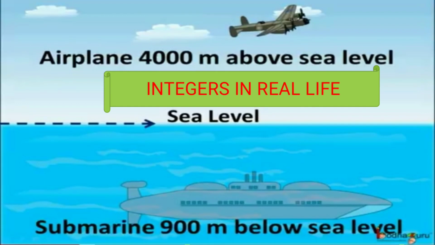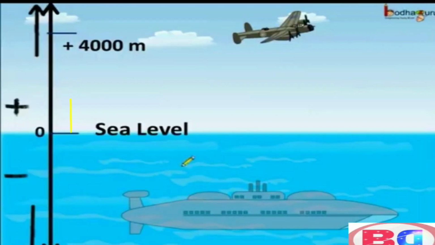When we need to measure the distance between the height of an aeroplane flying and the sea level, we proceed toward the upside, so we need to take positive integers. Suppose we need to measure the depth of a submarine; we already know the submarine runs under the water. When we proceed toward the above side, we take the positive integer 4000 meter.